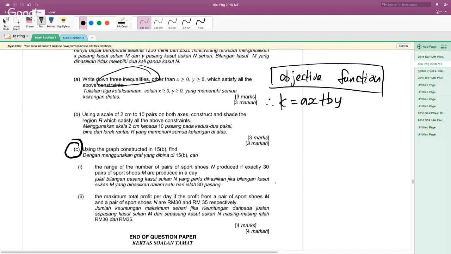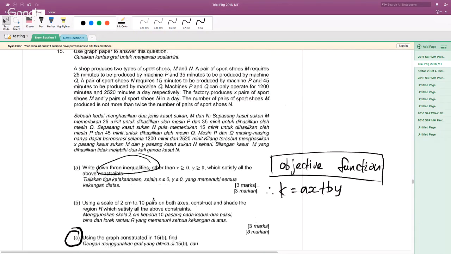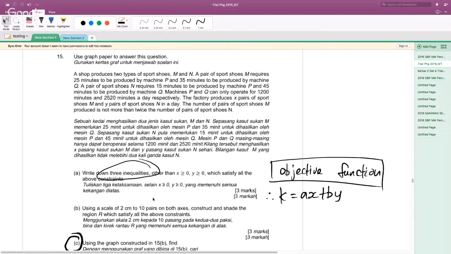So let's say the question will definitely give you some value. Let's say this part, the maximum total profit. If the profit from a pair of sports shoe M and a pair of sports shoe N are 30 ringgit and 35 ringgit respectively, you want to find the maximum profit. So in order to find the maximum profit, let me see, sports shoe M and so on. There's so many things here.